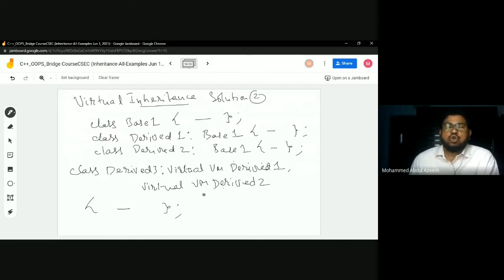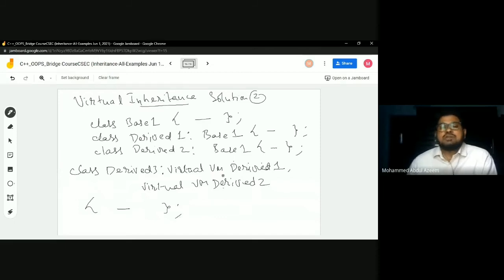So in order to do so, what we are doing is, when inheriting derive 1 and derive 2, we are trying to inherit virtually. Okay, so what have I given here? Class derive 3 colon. While inheriting derive 1 and derive 2, I am using the virtual keyword. Virtual space visibility mode derive 1 comma virtual space visibility mode space derive 2. Then you can define the code.